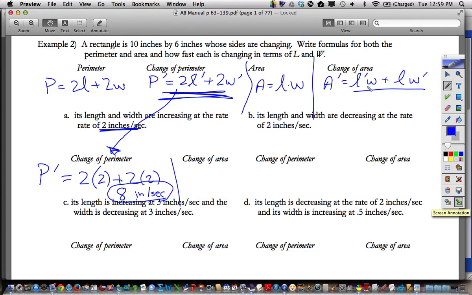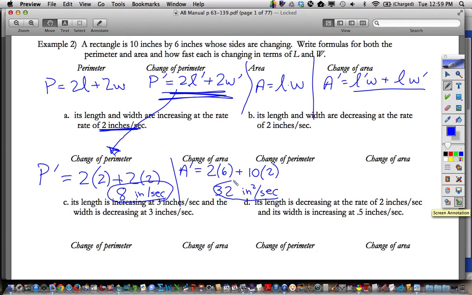Well, here's our A prime equation right here. So our change in area in this problem would be L prime, which we just said was 2, times W. What's W? That's the 6 from up here, right? When the length is 10 and the width is 6, how fast is the area changing? All right? And then plus, L would be 10 and W prime 2. So this is 12 plus 20. This would be 32 square inches per second.